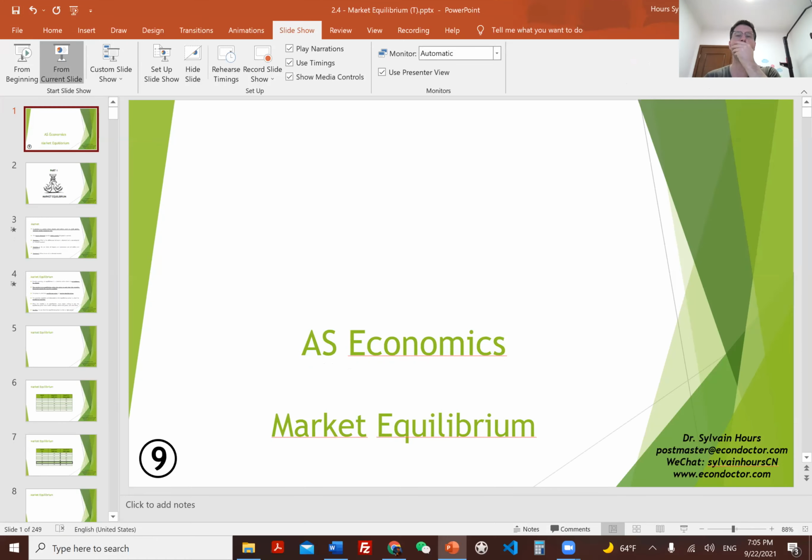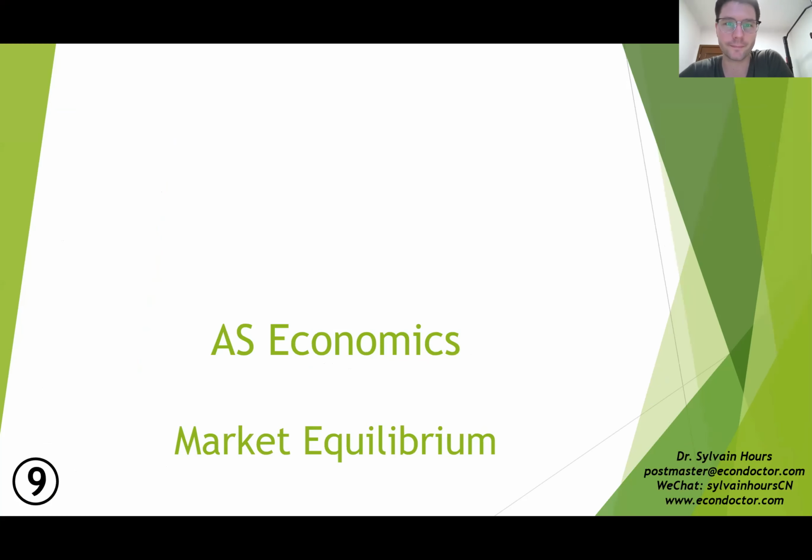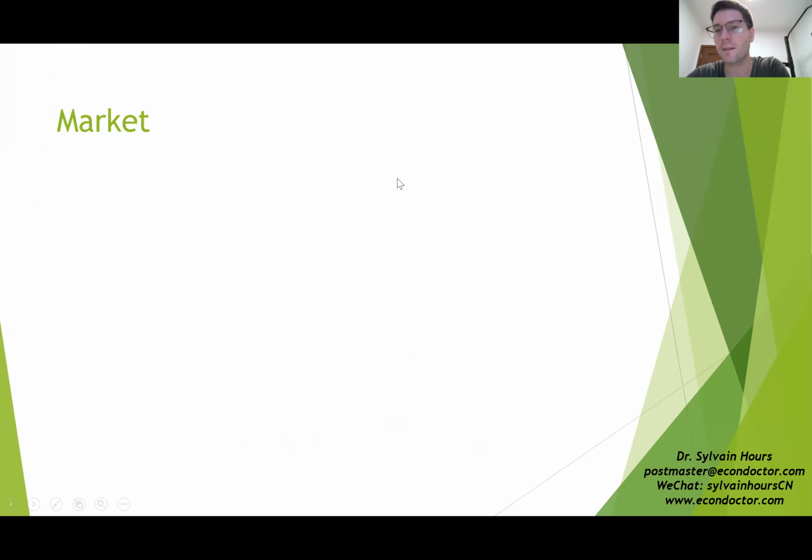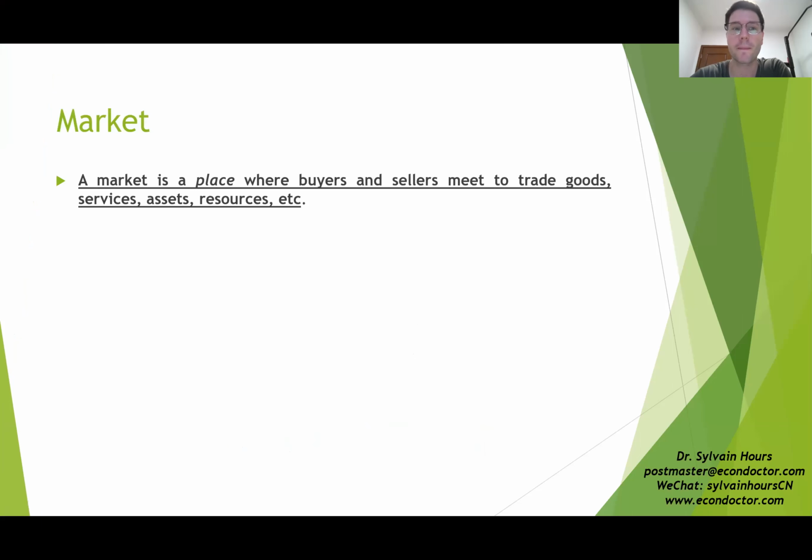Okay. So let's have a look at market equilibrium. Let's start with some very simple definitions, but sometimes the easiest keywords are the ones that are the hardest to define. Let's start with the definition of what is a market. All right, what is a market? It's just a place in which buyers and sellers meet to trade.